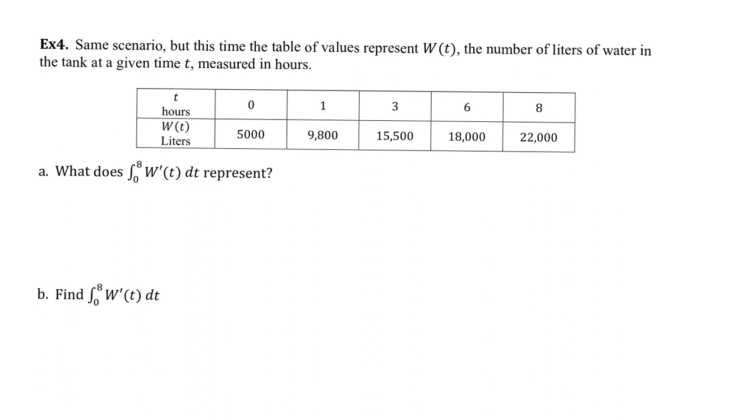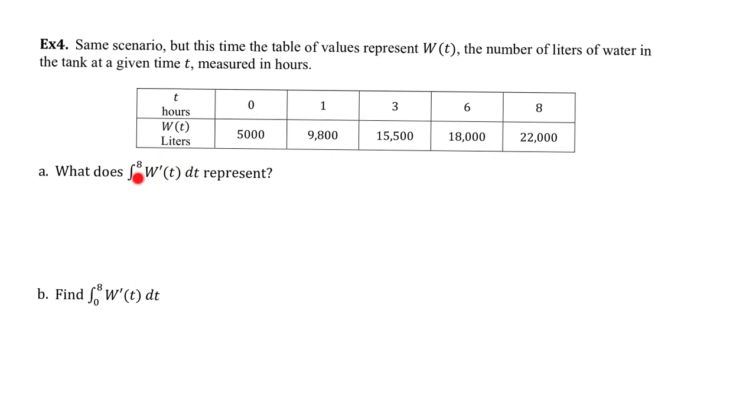Okay, one last example. Example 4 is the same scenario, but this time the table of values represents W of t, the number of liters of water in the tank at a given time, measured in hours. So this is reflecting the fact that at time equals 0, there are 5,000 liters in the tank. Time 1, now there's 9,800. Okay, so part A, what does the integral from 0 to 8 of W prime of t dt represent?